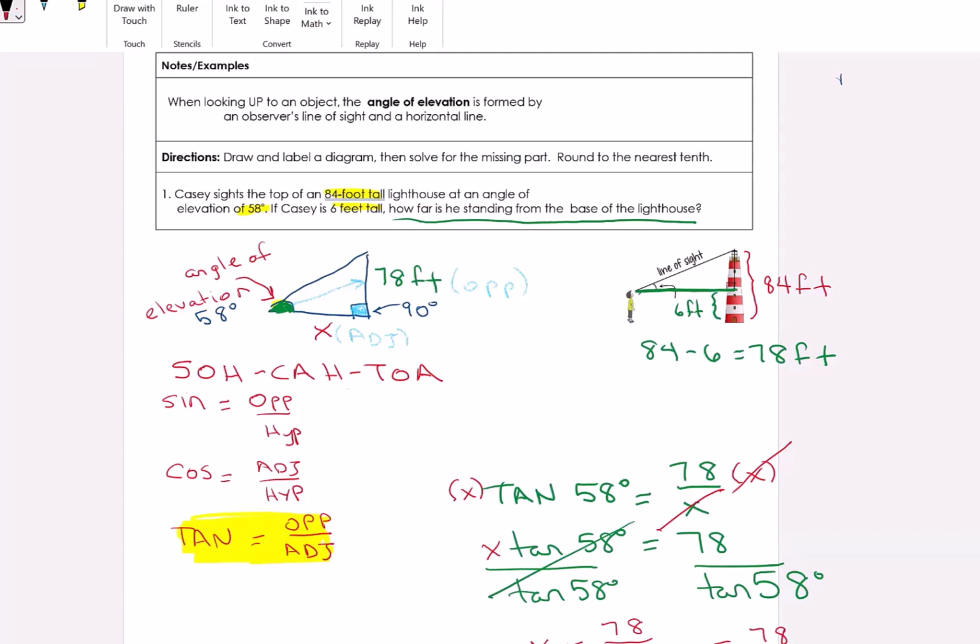and there's no way to find the tangent of 58 degrees except using your calculator. And that is 1.6. Now I'm going to say 78 divided by 1.6, or you could divide by the tangent of 58 degrees, whichever you like. And that equals 48.75 feet. Which means that Casey is standing 48.75 feet away from the base of the lighthouse.